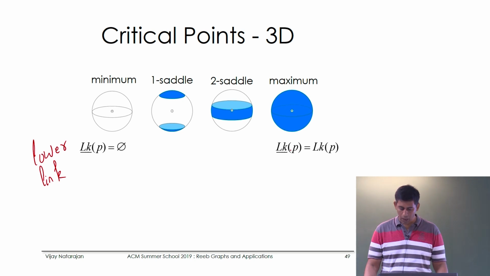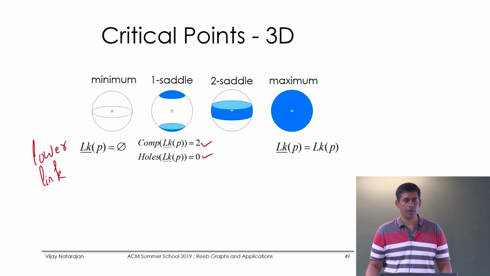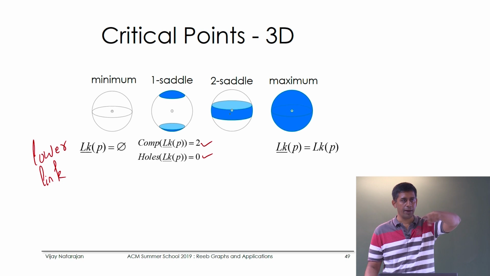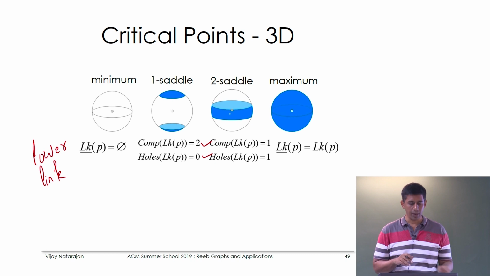It's a sphere. How about the saddle? This is one type of saddle. The lower link has 2 connected components, no tunnel or anything. So, that is what is shown here, 2 connected components, no holes. How about the 2 saddle? How many connected components? 1, and how many holes or tunnels? It looks like there is 1 hole around.